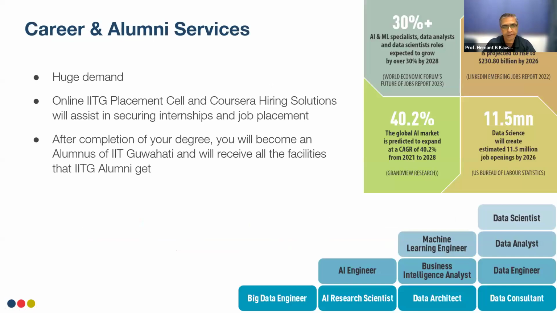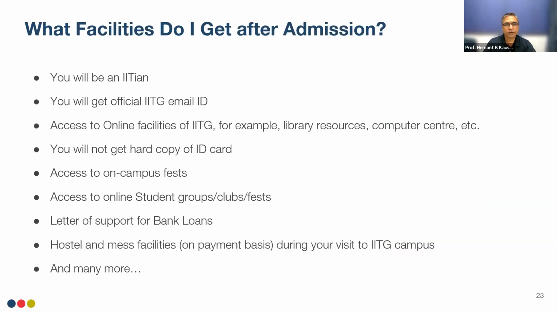Once you enter into the system, you become our alumni. And you will be there throughout your life as the alumni of IIT Guwahati. And what will you get after admission? You will be an IITian, you will get official IITG email ID, you will get online facilities, access to the facilities. You will, of course, not get the hard copy of the ID card, but will give you a soft copy which you can print, color print, and make it as a hard ID card. You will get access to on-campus fests. You can visit during these fests.